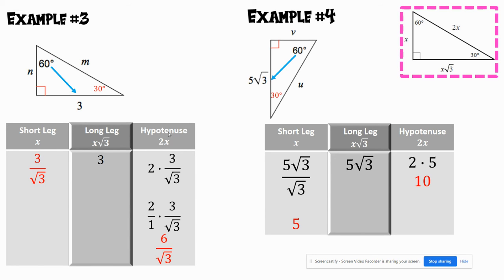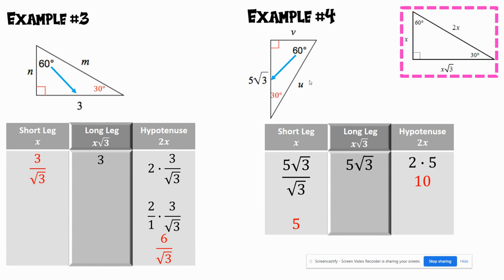Once you have the short leg, your hypotenuse is just double this. So just multiply it by 2. Remember, when you multiply fractions, you might want to make this first number a fraction by putting it over 1, multiply the tops, multiply the bottoms, and you can leave it just like this.